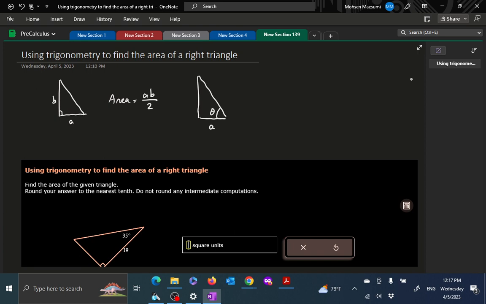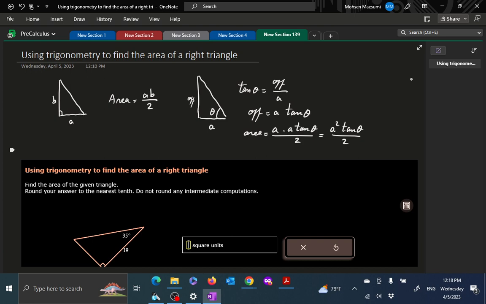Then this will be opposite of theta. And I can say that tangent of theta will be the ratio of the opposite divided by the adjacent. So the opposite is A times tangent of theta. So the area then becomes A times the opposite, which is A tangent of theta, divided by 2, and that makes it A squared tangent of theta divided by 2.